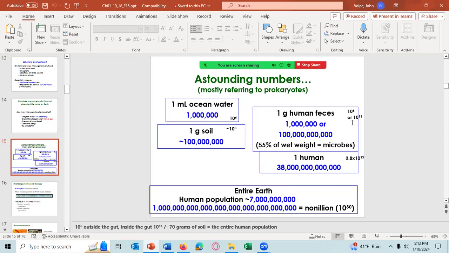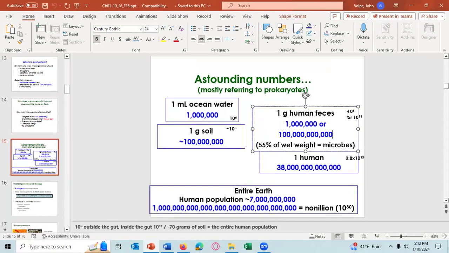1 gram of human feces, if the feces are coming fresh out of the person, you have about 1 times 10 to the 11th cells per gram of feces. Now, if you have fecal matter dried up in the desert, it may be as low as 1 times 10 to the 6 cells per dry feces. And I'm talking about not of a person, but dried up in the desert. Actually, of the feces, 55% of the wet weight of feces is from microbes.